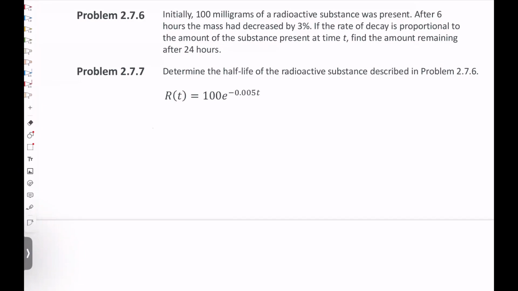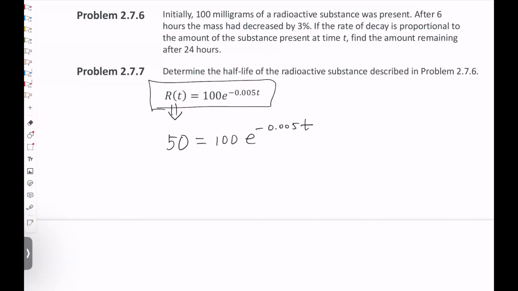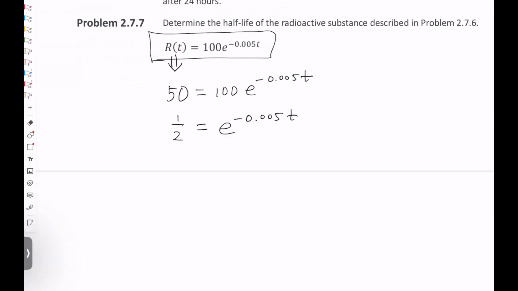So from the previous example, we have this equation. R of t is going to be 50, and then e to the negative 0.005 t. Find the t. So 1/2 equals e to the negative 0.005 t, and you take the ln: ln 0.5 equals negative 0.005 t, and then from here t equals about 138.6 hours.